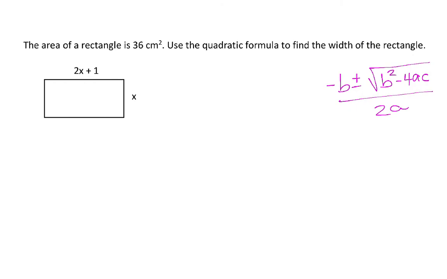Well, we know that to find area of a rectangle, we take the length and we multiply by the width. So I know I'm going to have these two and I'm going to multiply them together. All right, so I have x times 2x plus 1 equals, so when I multiply my length and my width together, it equals the area. What it told me is that the area is 36.